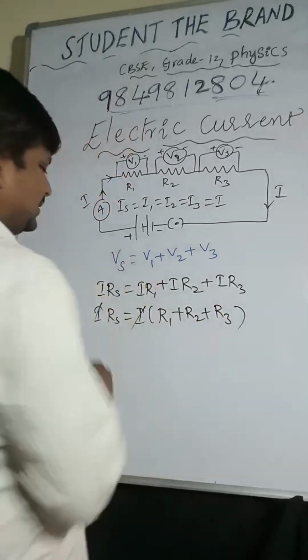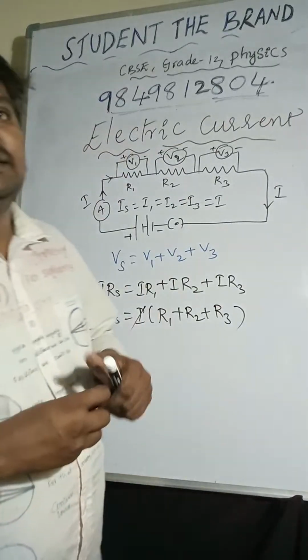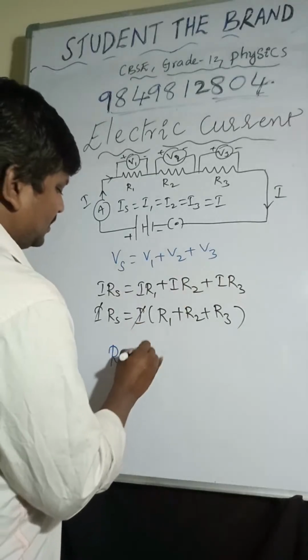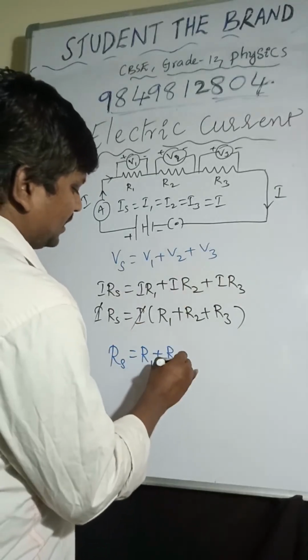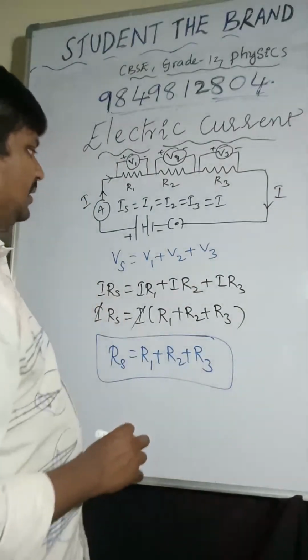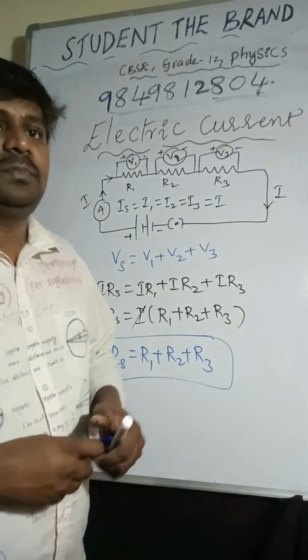So I gets cancelled. The answer: Rs equal to R1 plus R2 plus R3.